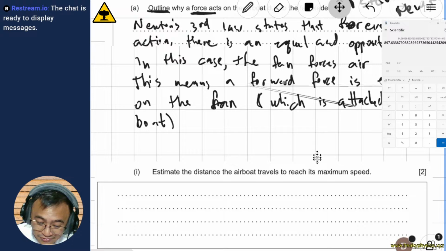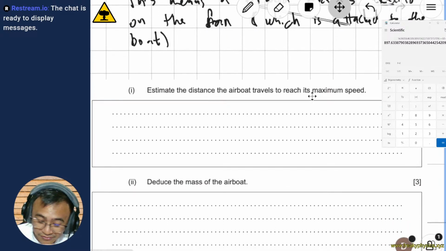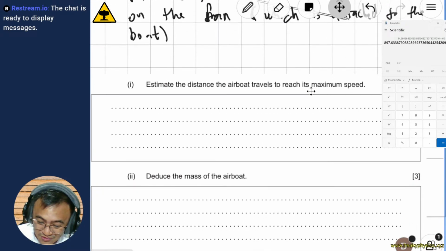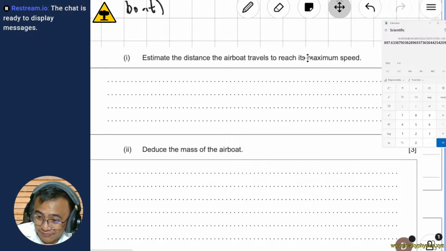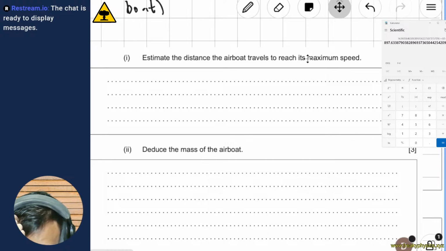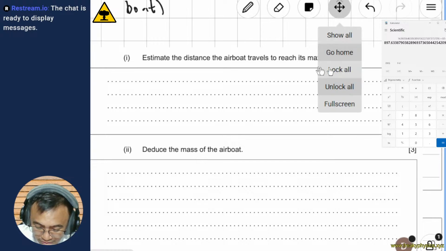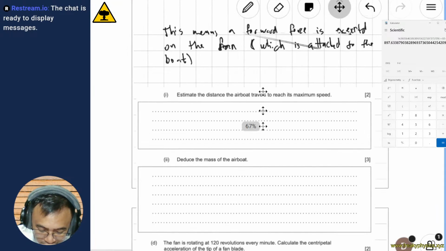The grade boundaries are quite low for physics compared to the other sciences, right? So don't worry too much about missing 1 or 2 marks here and there, as long as you answer properly. All right, let's take a look here. Estimate the distance that the boat travels to reach its maximum speed. What information do we know here?